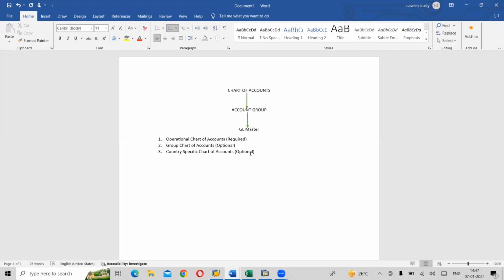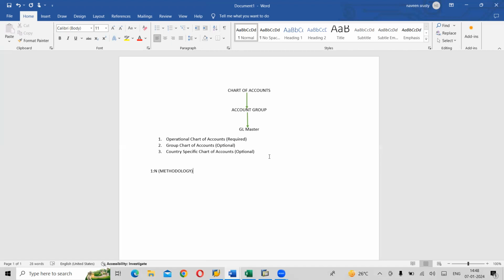So I'll explain what exactly operational chart of accounts, group chart of accounts and country specific chart of accounts mean. We have two methods to maintain this chart of accounts. The first is the 1:n methodology. What do you mean by 1:n methodology?